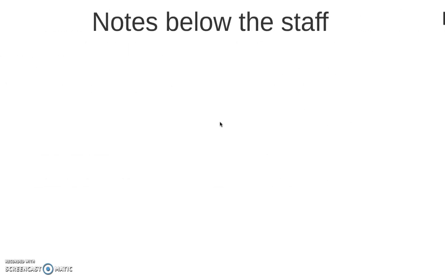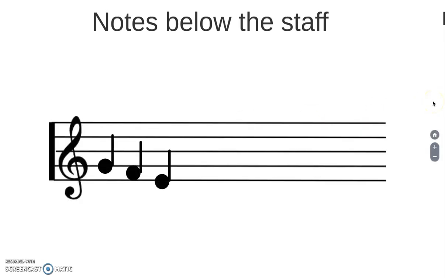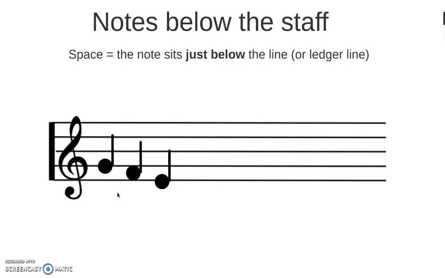Here's what it looks like to go down below the staff. Here's our last 3 notes going down till we reach the bottom line. We need a space note next. And when we say space going down below the staff, we mean that the note sits just below the line or just below the ledger line, like that.